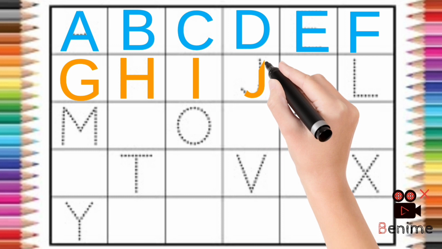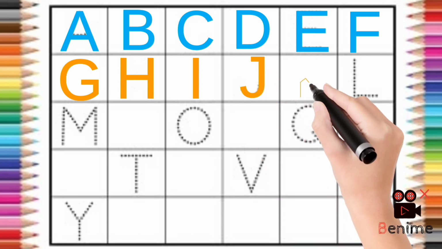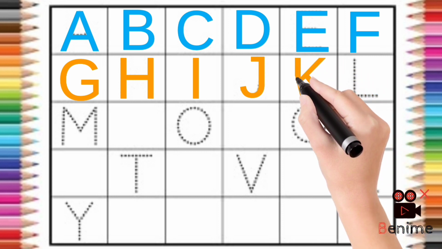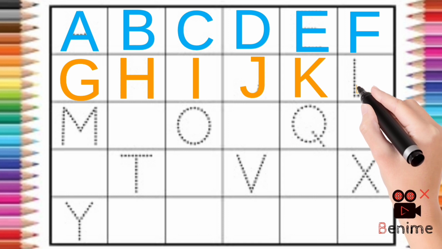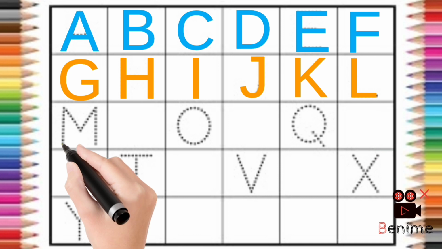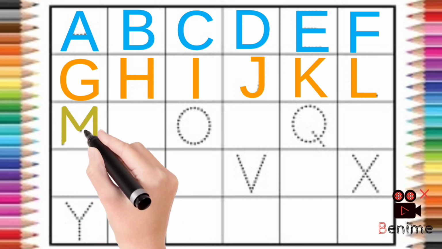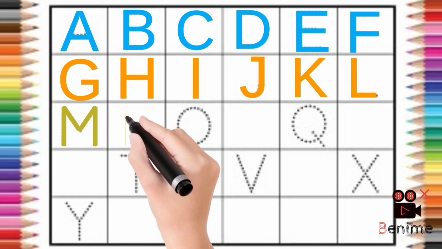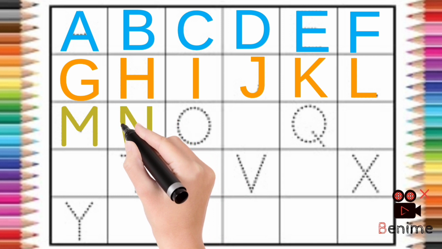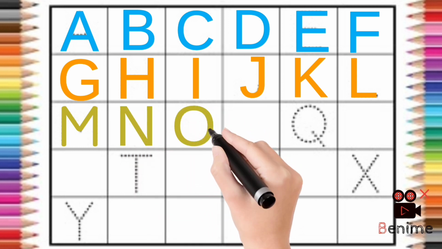J. J for joker. K. K for kite. L. L for lion. M. M for monkey. N. N for net. O. O for orange.